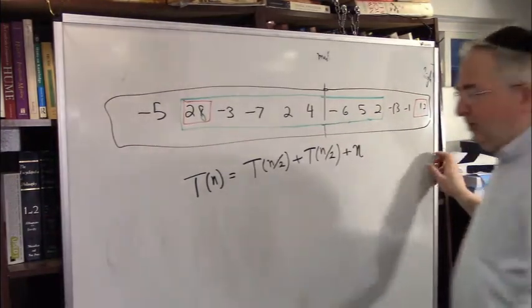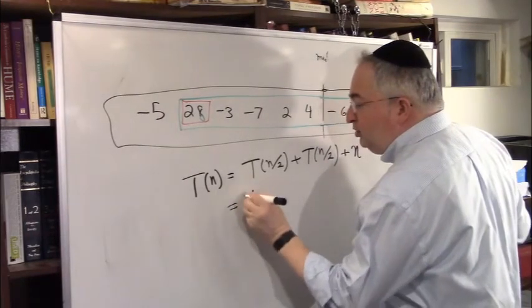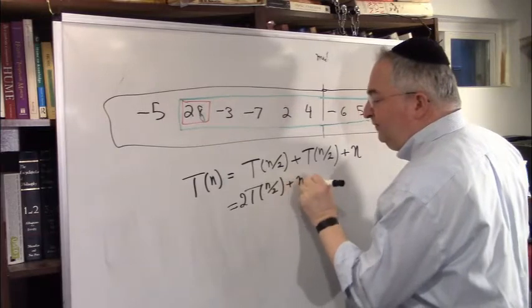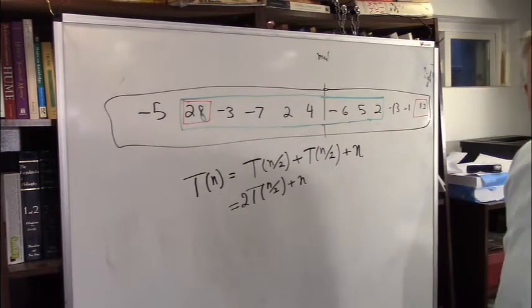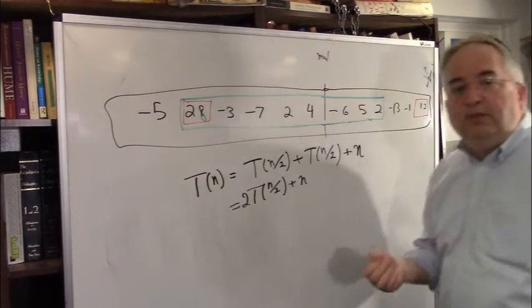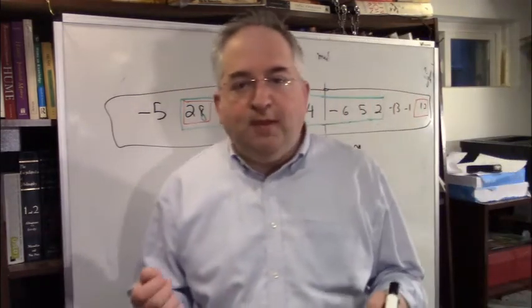Let's shorten this a little bit. This becomes 2T(n/2) + n. Okay? We saw that before. When did we see that before? We saw it before with merge sort. Let's remember how that worked.